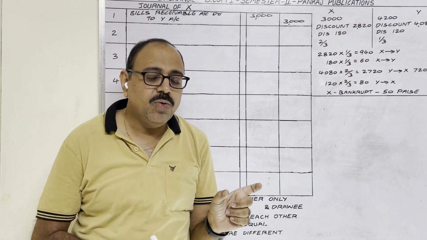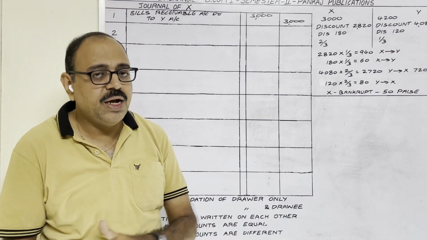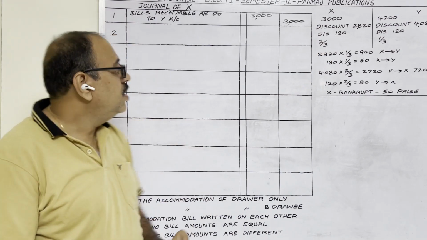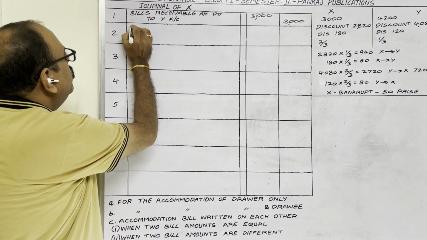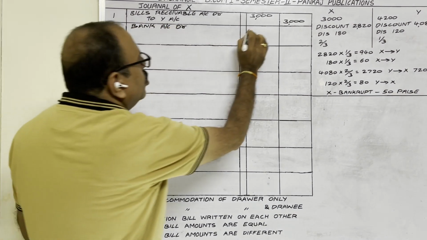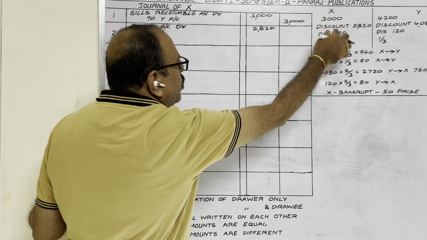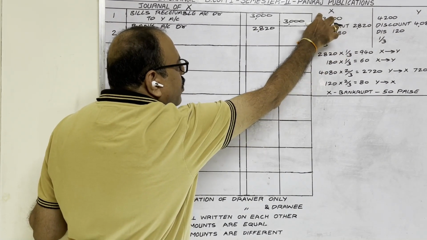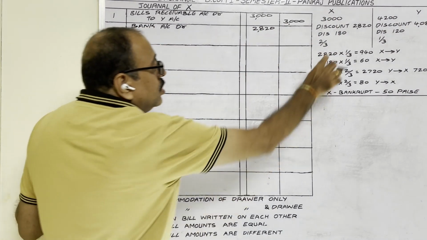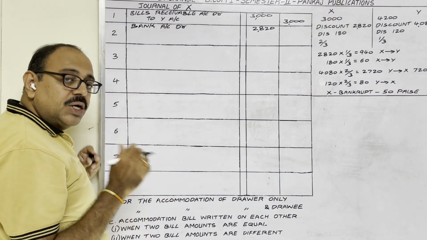So bank account is a personal account. Personal account rule: debit the receiver, credit the giver. Bank is receiving 2820 rupees now. Debit the bank account with 2820 rupees. Bank account debtor 2820. X is giving a 3000 worth bill to the bank, and as a final settlement he is taking only 2820, means 180 rupees loss. That loss is known as discount.